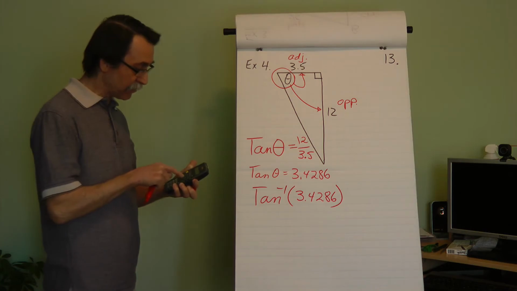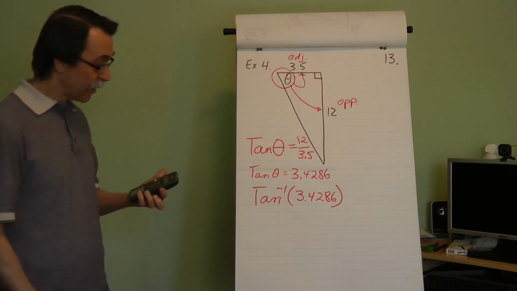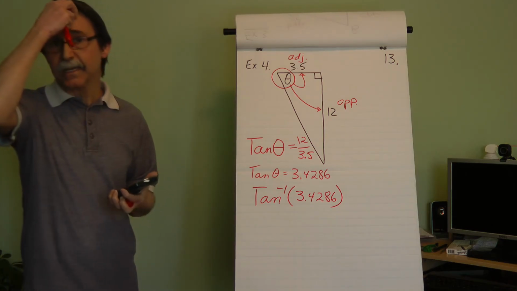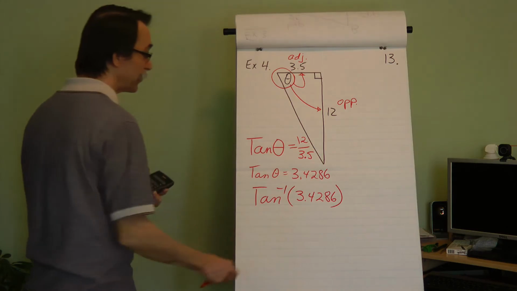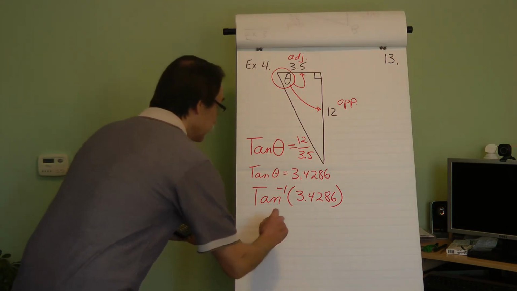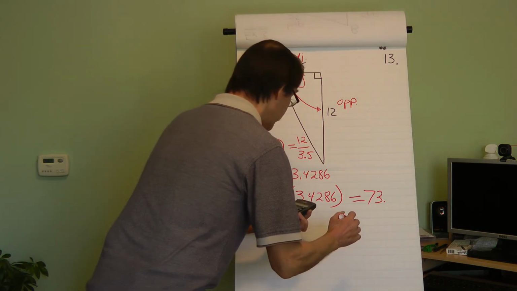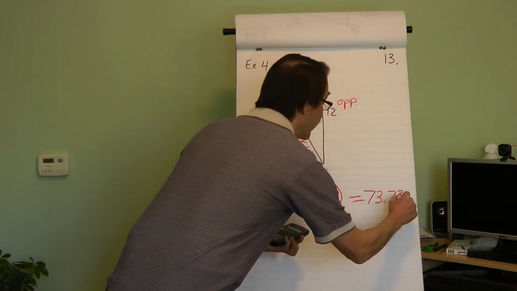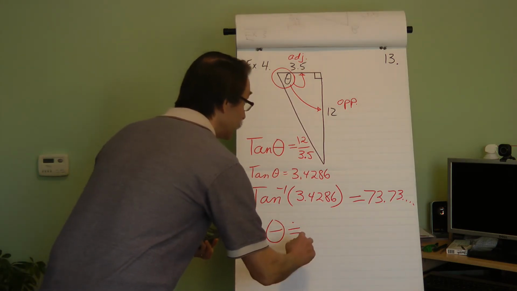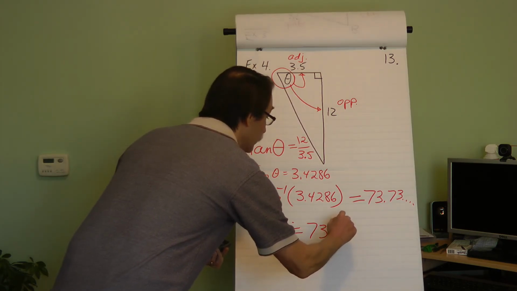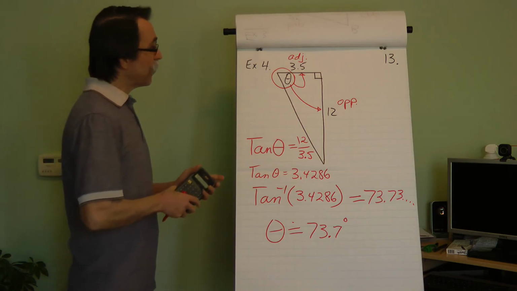And I'm going to say second function tan. And then it's going to give me a number. And again, the number is long and messy. But we have to know that when you use the tan inverse, or any inverse function, you're going for an angle. So the tan inverse of 3.42 and so on is equal to 73.73 and so on. What does that mean? It means theta is approximately equal to 73.7 degrees.